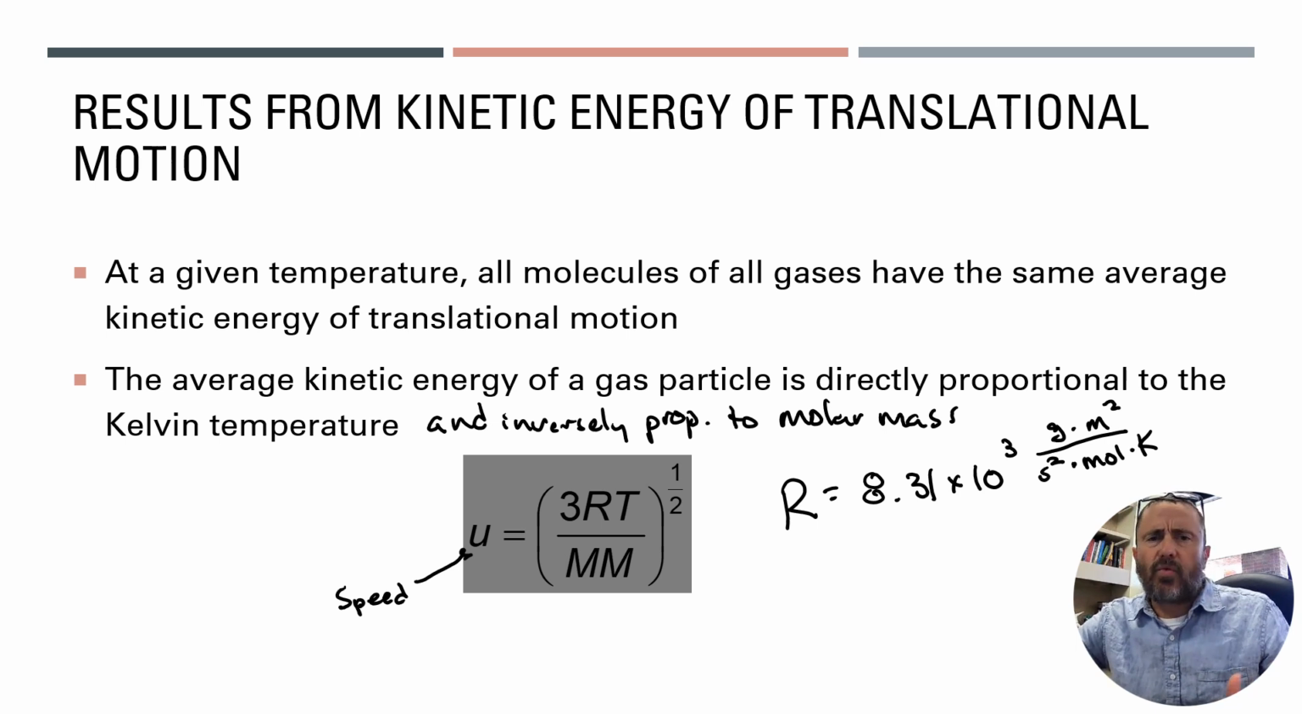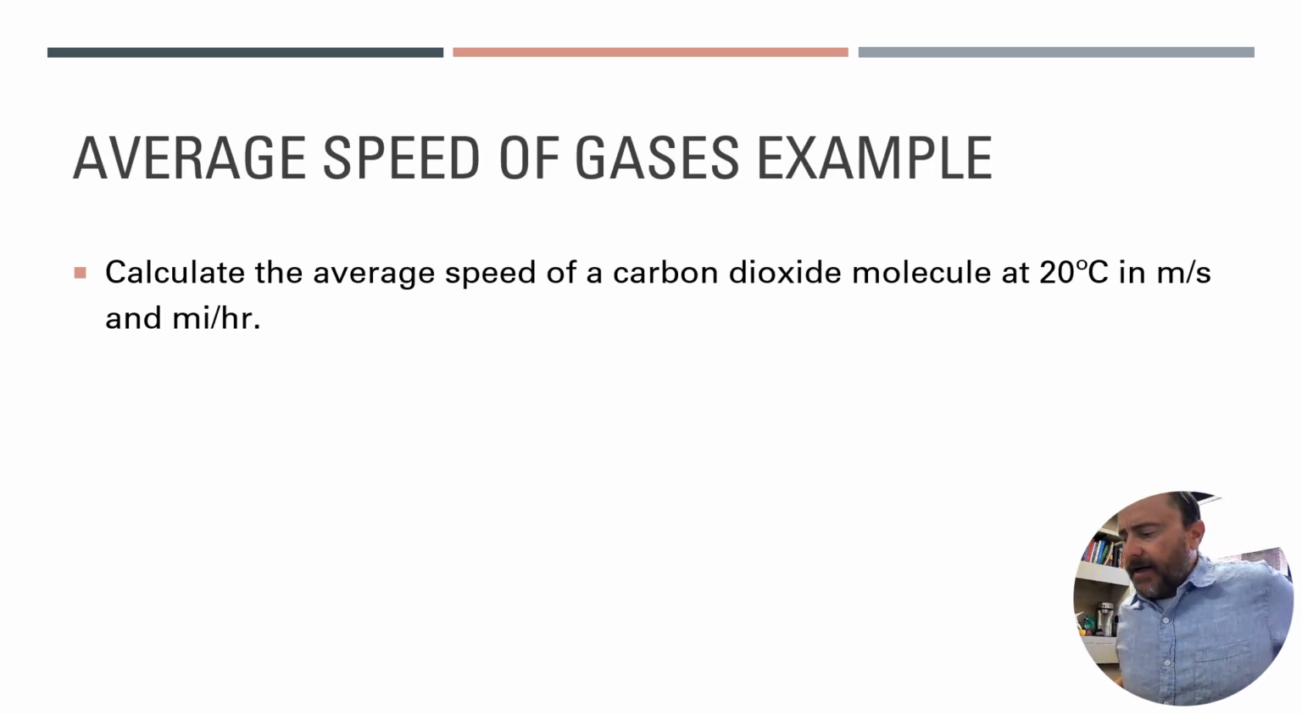All right, we're going to do one average speed of something as an example just to see this played out. It says calculate the average speed of carbon dioxide at 20 degrees Celsius in meters per second, which is the easy thing, and then we're going to convert it to miles per hour just so you understand how fast, because meters per second probably doesn't mean a lot to us, that are native people here in the United States.